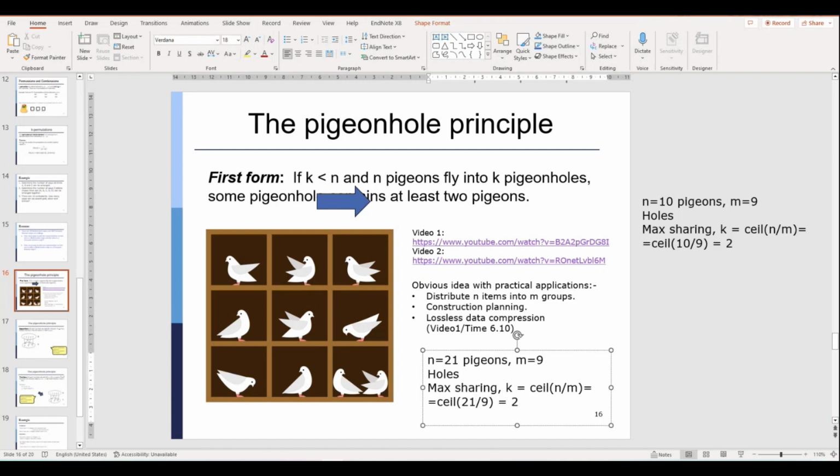2.333. Which will give us what? We take the ceiling, we're not taking the floor, right? This is not rounding up or rounding down. Ceiling is rounding up. So maximum sharing will be 3. All right.